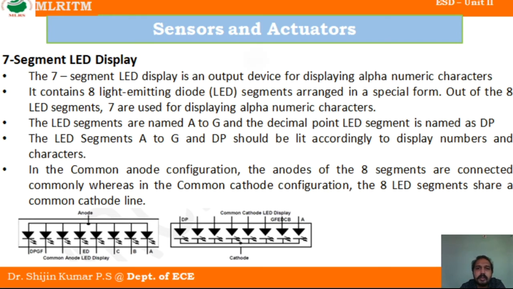It consists of 8 LED diodes. It contains 8 LEDs: 7 LEDs are used for displaying alphanumeric characters, and one LED is used for displaying the decimal point.